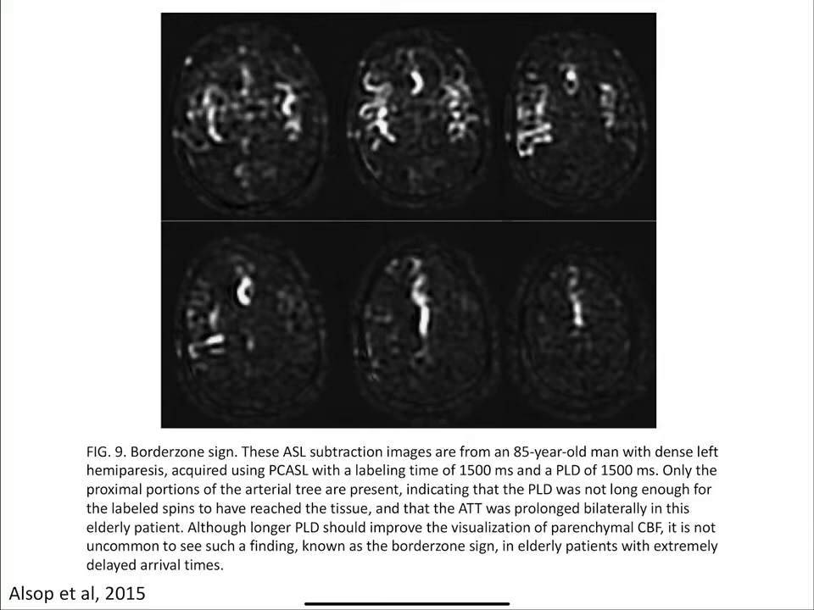This is an example of what happens when the PLD is too short. This is an 85-year-old man with a labeling time of 1,500 milliseconds and a PLD of 1,500 milliseconds. You'll notice the blood is still in the arteries, because it hasn't had enough time to go through the arteries to the tissue. So if you did the measurement at this point in time, your CBF measurement would be too low, because the signal that was supposed to get there didn't get there.